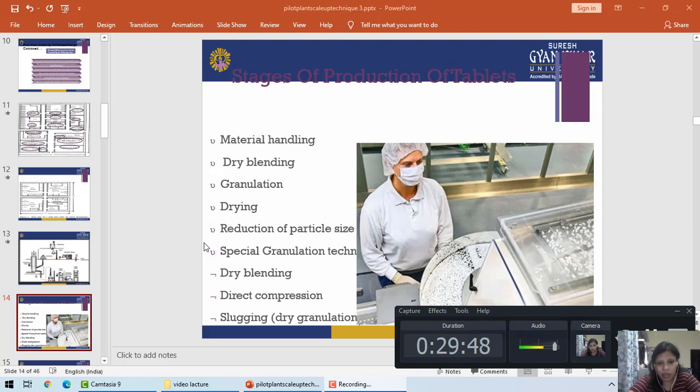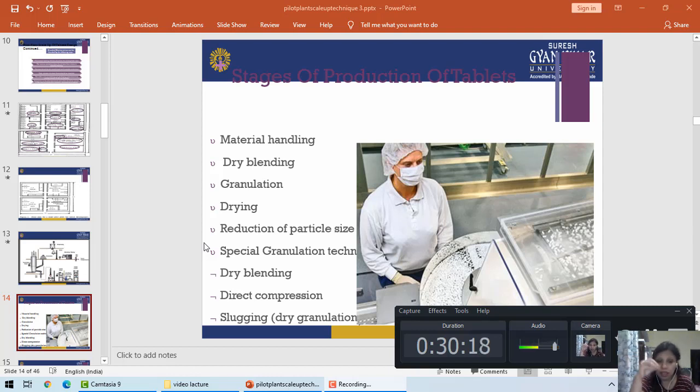After that, the special granulation techniques we can use. If we want special types of granules, we can use the dry blending technique, we can use direct compression, we can use slugging. In case of slugging, if you have studied about tablets, you know what dry granulation is. In dry granulation, we first make large size tablets, then we break them into small particles so that granules are formed.